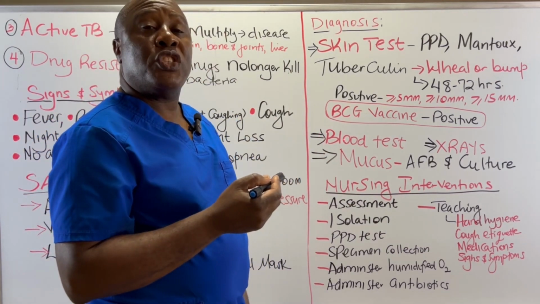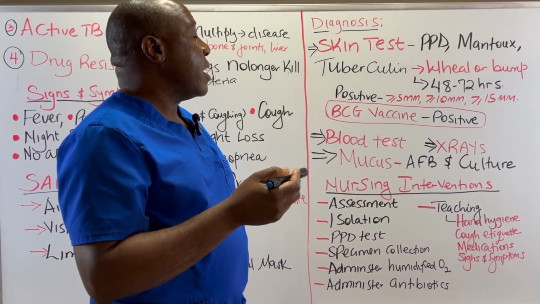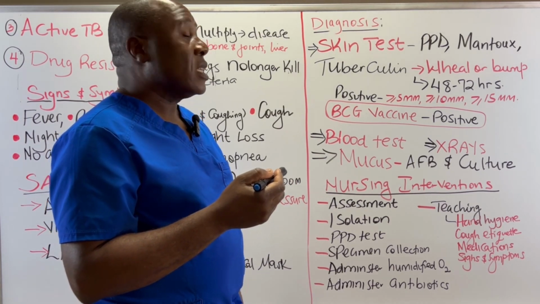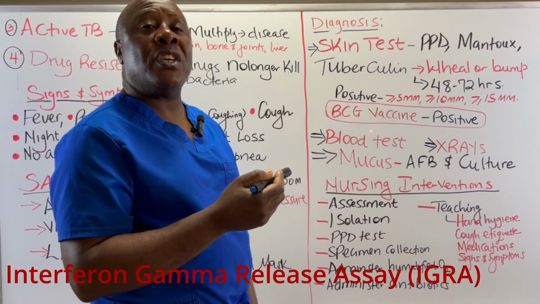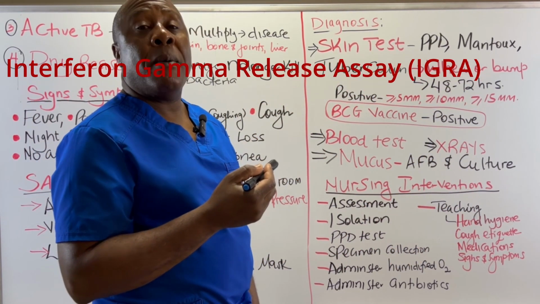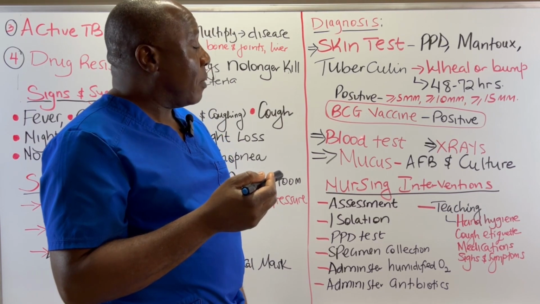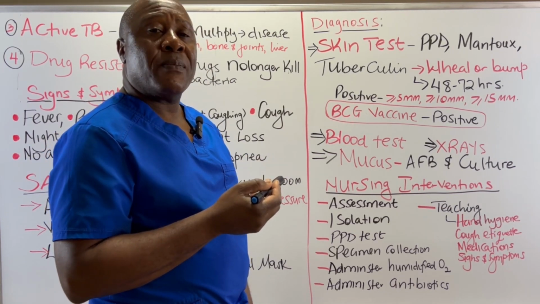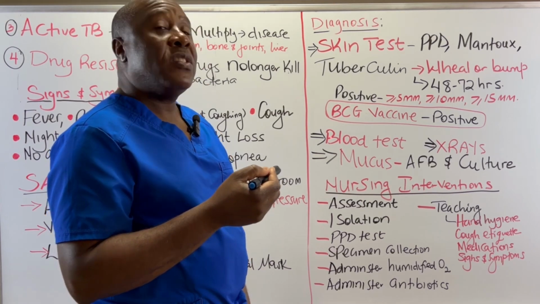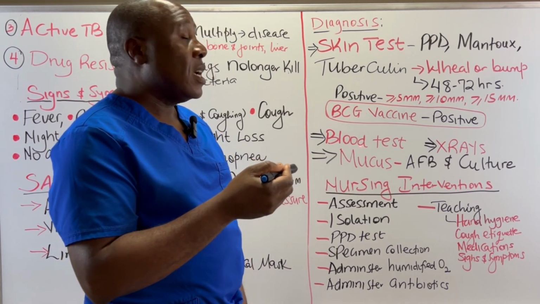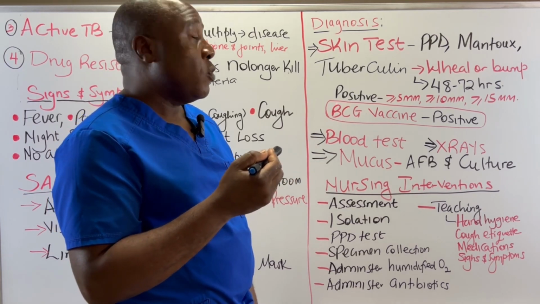Another way to test for TB is by having a blood test. We normally have blood tests so that we can test for TB, called IGRAs. Those are blood tests where we look for the TB bacteria in our blood. For example, we have the QuantiFERON-TB Gold Plus test. We also have the T-SPOT.TB test. Those are blood tests which can be used to diagnose TB.